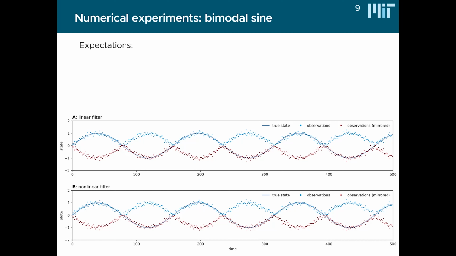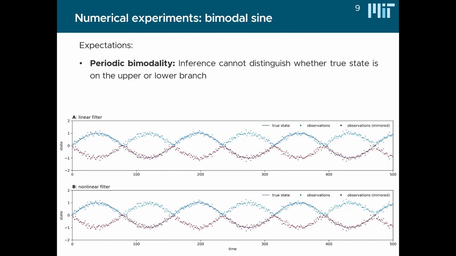Before I start the video, let's discuss some expectations we have about these results. The first thing we can expect is that since the system cannot distinguish whether the true state is in the upper or lower branch, the system should be periodically bimodal. So as soon as the true state deviates from 0, the system cannot distinguish if it's in the upper or lower branch, so the posterior should split and merge again over and over.